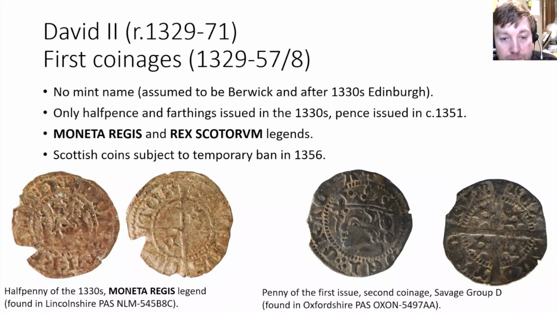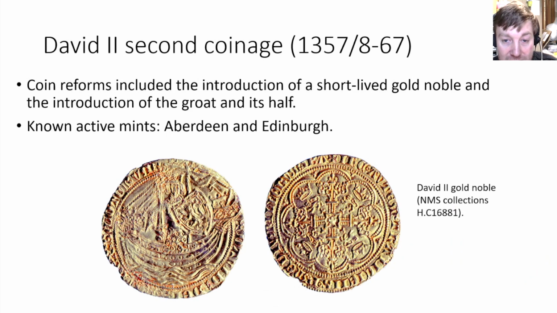But conformity with the English coins was renewed following David's release from captivity in 1357. So the first thing that David did upon the signing of the Treaty of Berwick in 1357, when he returned to Scotland, was introduce wide-ranging reforms into the Scottish coinage. And these reforms were based on Edward III's reforms to the English coinage in the 1340s and 1351.